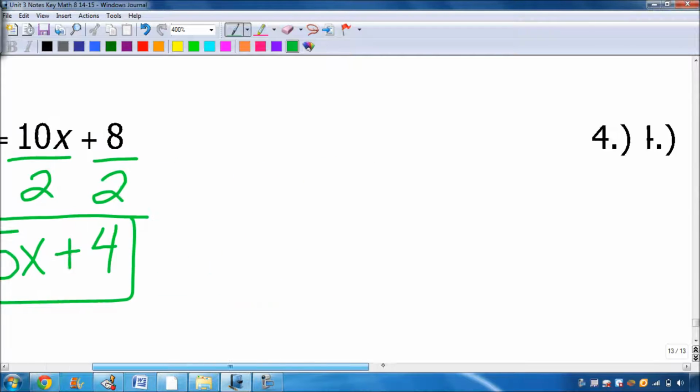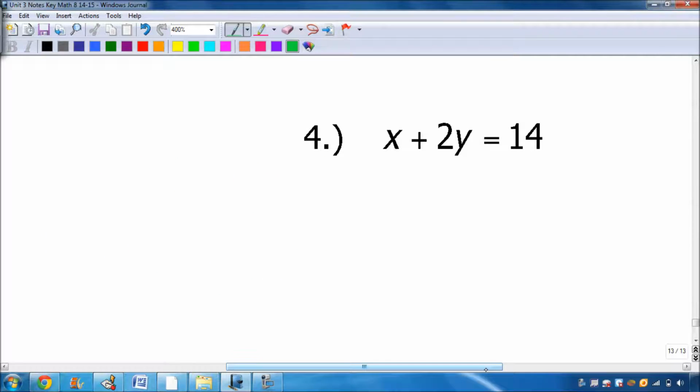All right, let's look at number 4. Number 4 is a little bit harder, so please make sure you are really watching this one, okay? In number 4, there are 2 things I want to get rid of. I want to get rid of the x, and I also want to get rid of this 2 right here. Well, just like in an equation, you want to get rid of the whole entire number, not this coefficient that's stuck with a y first. So you want to get rid of the x first.